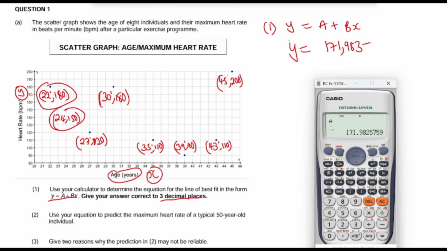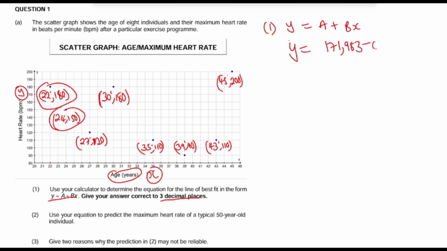If we're finding b, we need to go back to our data. So we press AC and then shift 1, and then go back to the regression line, 5. Now we're looking for b, which is in key 2. So we press 2 and then equals. And then we get negative 0.890004 and so on. To 3 decimal places, it's going to be negative 0.890. So our b is negative 0.890, and then put your x there. That's how we find the equation of the regression line.